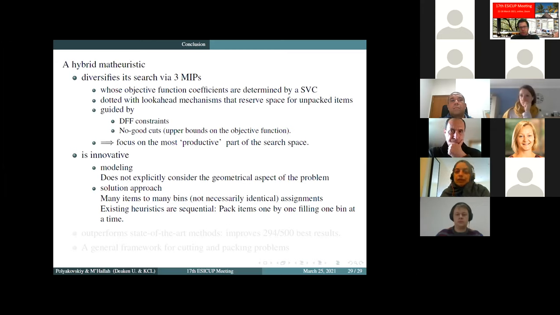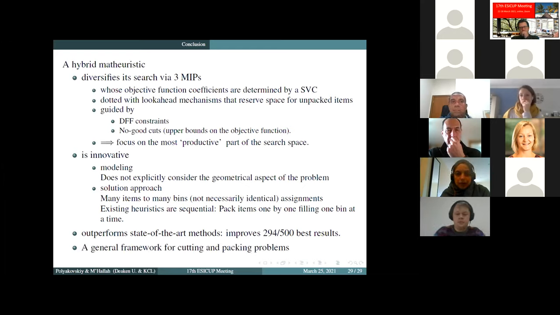And I think the main contribution is that we do many items to many bins assignments at the same time, while existing heuristics deal with one item at a time. And we do outperform the state of the art by improving 294 solutions. And we provide a general framework, even though we have applied this to the variable sized bin packing, the same idea of overriding the geometrical aspects has been treated yesterday by Oliveira and Silva.